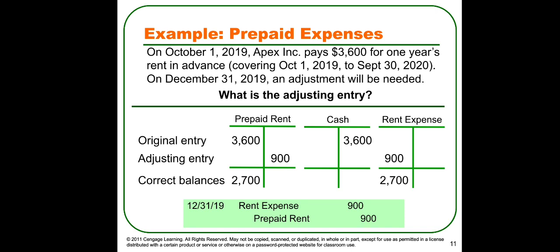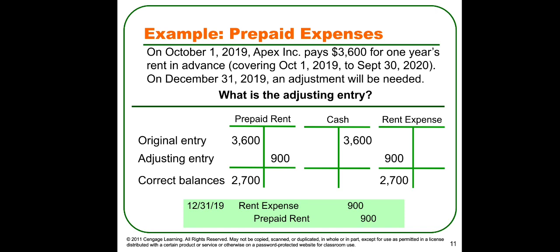So see here, the original entry when the business pays the rent is credit cash, because cash goes out, the business pays 3,600, so credit cash 3,600, and then the business has to debit an account called prepaid rent. Like I said earlier, in accounting, when you pay something for future expense, it is an asset. So the name of the asset account in this situation is prepaid rent. Debit prepaid rent, credit cash. The prepaid rent is an asset.